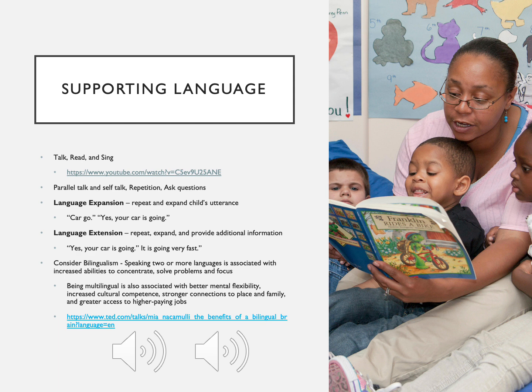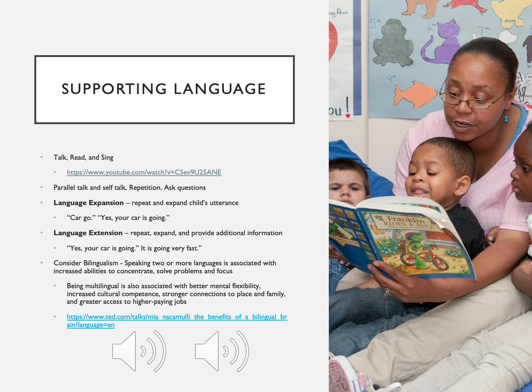We can also engage in parallel talk, self-talk, repetition, asking children questions. So a great way to ask questions is by having them be open-ended. Open-ended questions allow for children to expand on their language. One great thing that we can do for children is language expansions. We can also engage in language extensions.